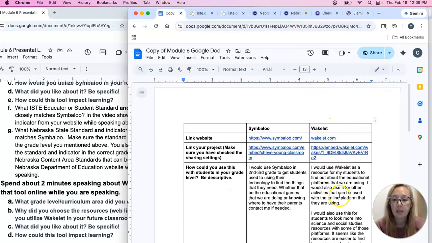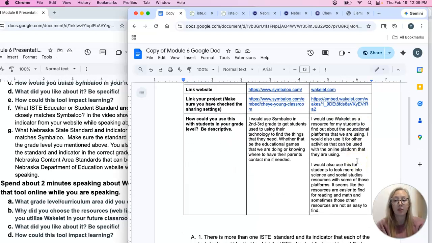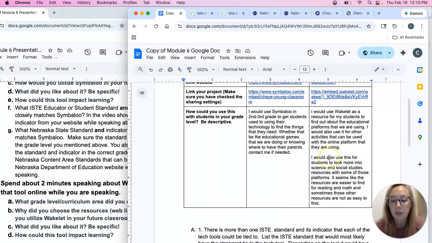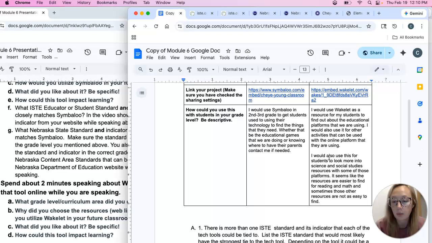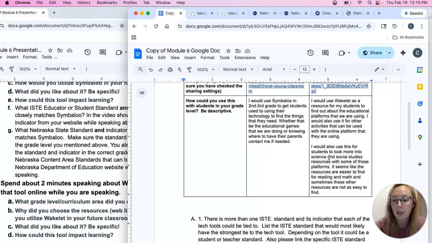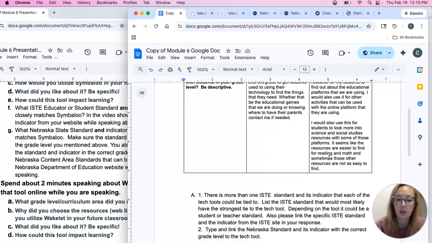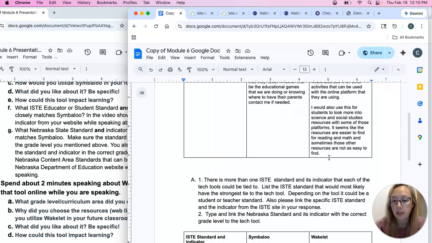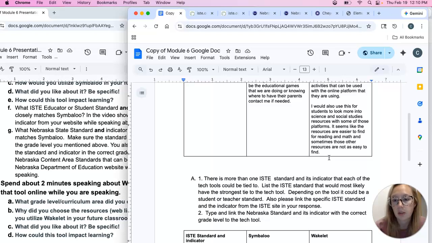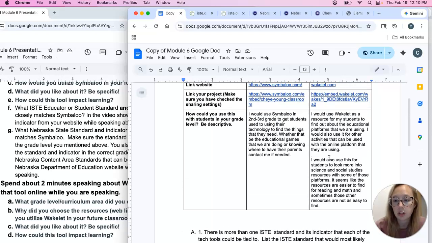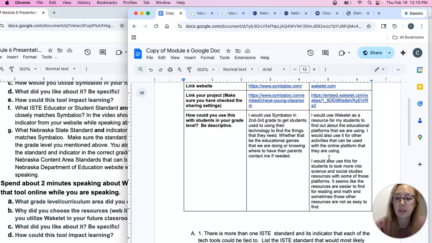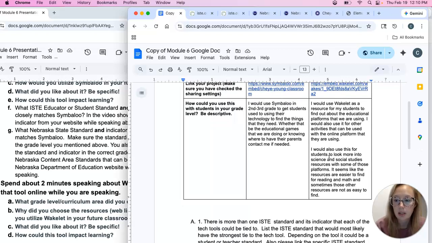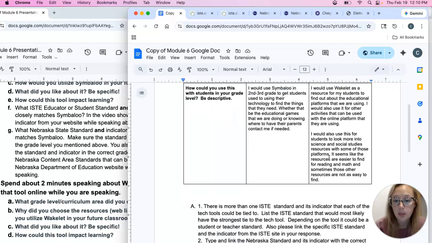I would use this as a resource for my students in 2nd or 3rd grade to find out more about any of the educational platforms that we're using. Also, I would use it for my parents to look at the information about the platforms that we're using. Sometimes when you look into technology, it can be a little bit scary to see what your kids are using, and most parents would trust that we have done our due diligence and what they're using is safe. But sometimes parents just like to be a little bit more knowledgeable and informed.